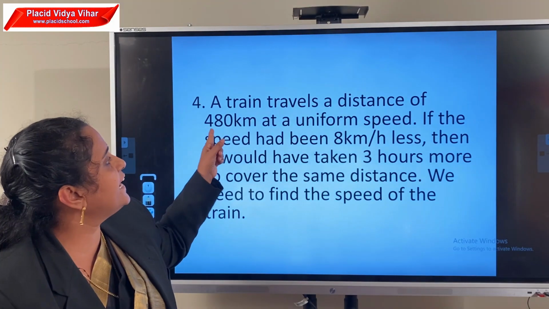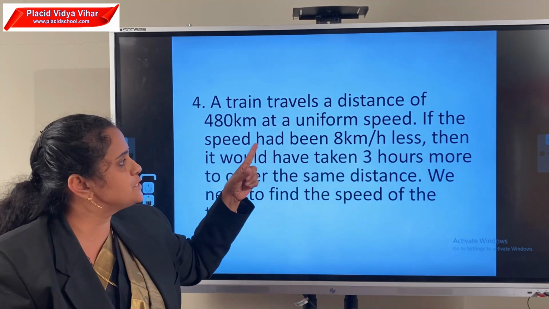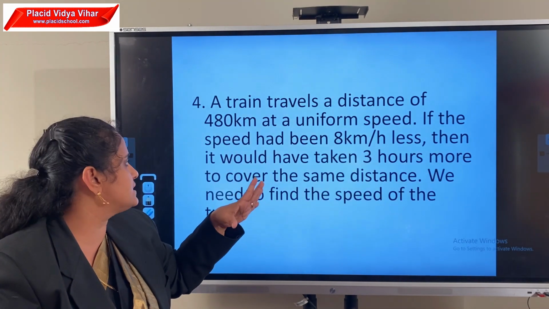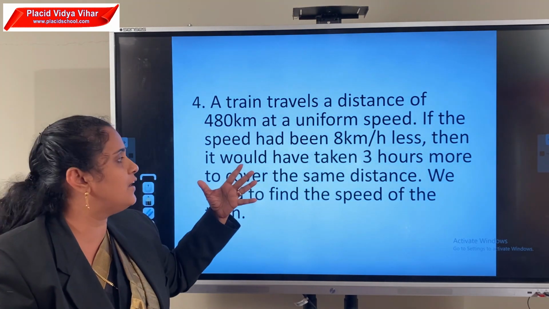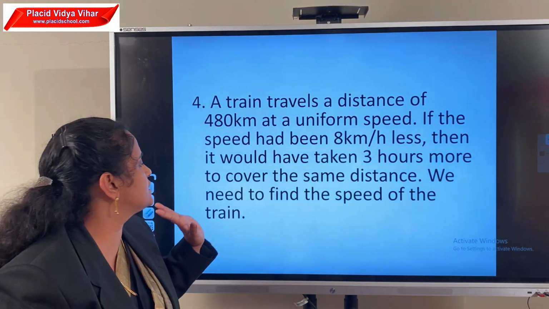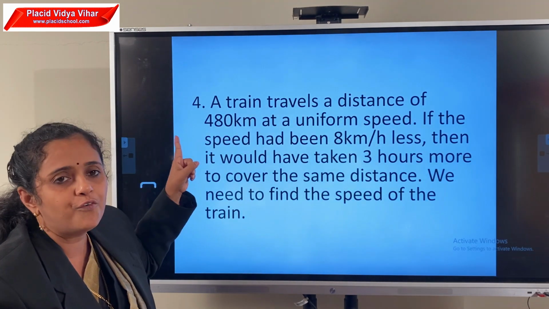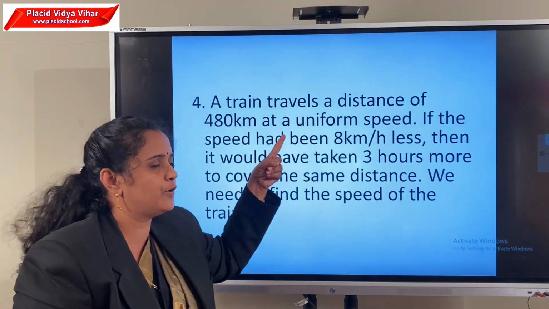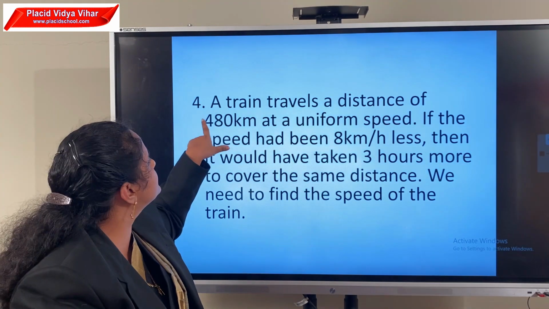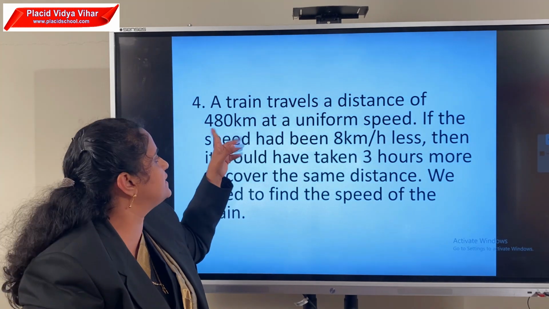Question number 4. A train travels a distance of 480 km at a uniform speed. If the speed had been 8 km per hour less, then it would have taken 3 hours more to cover the same distance. The question is to find the speed of the train. A train travels a distance of 480 km at a uniform speed. The distance is given in the question. Therefore, the distance is equal to 480 km.